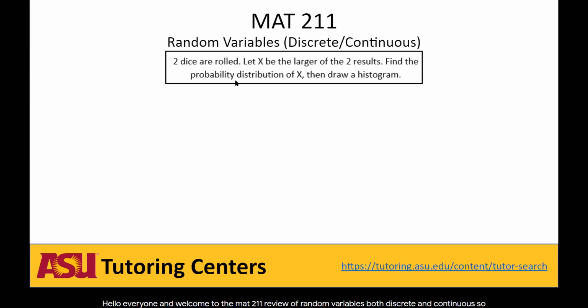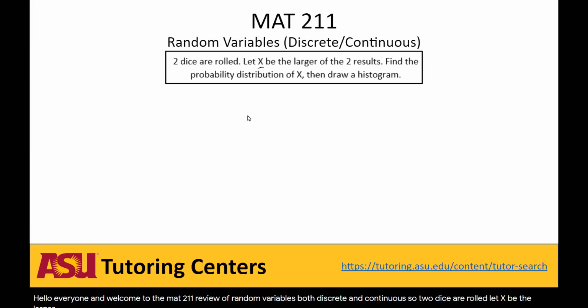So, two dice are rolled. Let X be the larger of the two results. Find the probability distribution of X, then draw a histogram of it.